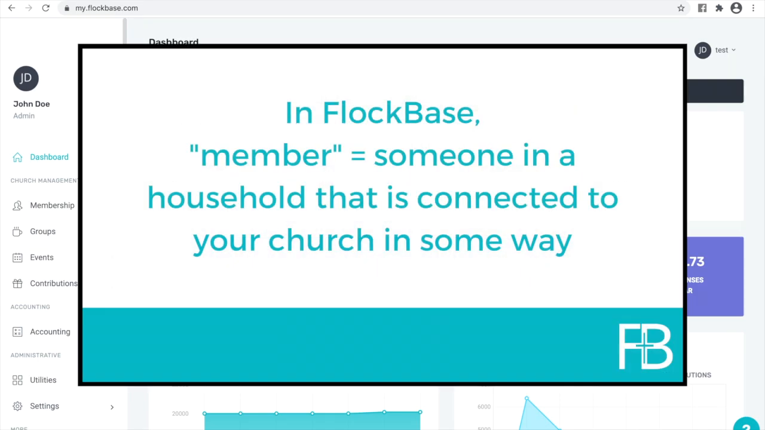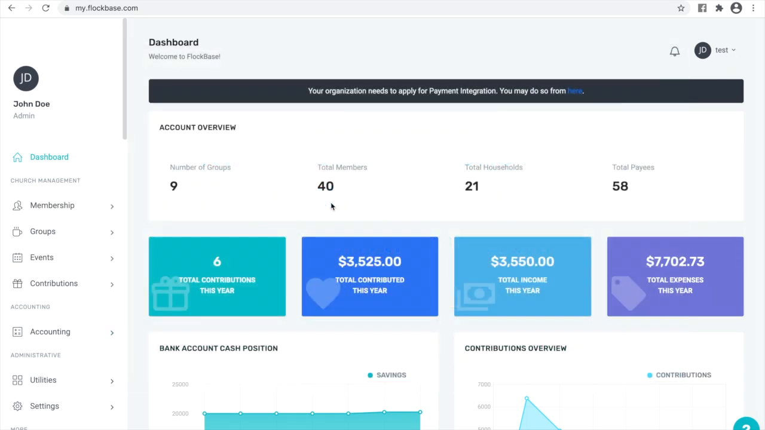Let's take a moment and talk about what member means in FlockBase. There are churches of many denominations using FlockBase, and in yours, membership to your church might mean something very particular. However, in FlockBase, all member means is that this person is a member of a household to which your church is in some way connected, whether they're visitors, regular attenders, or fully fledged members of the church.